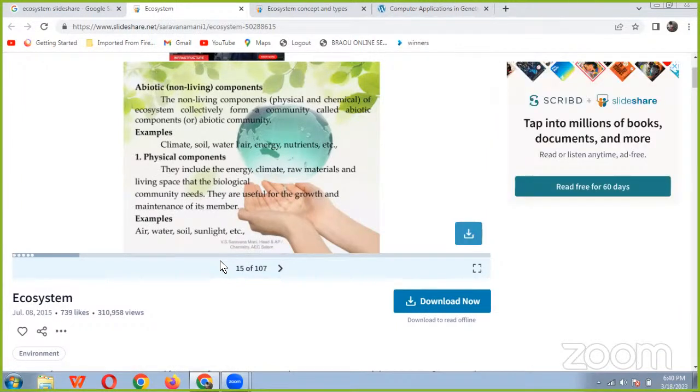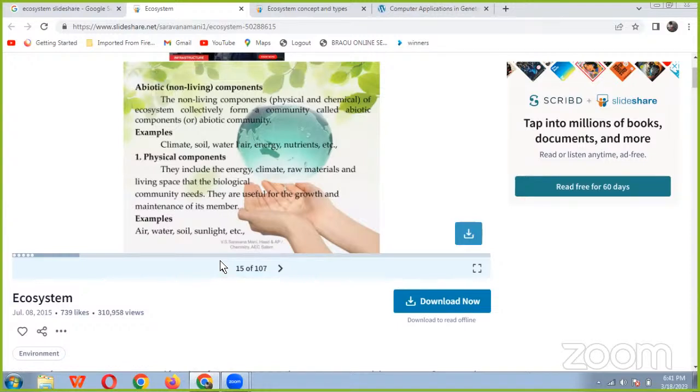Next are the abiotic components. Abiotic is also called the non-living components. The non-living components, especially the physical and chemical factors of the ecosystem, collectively are called the abiotic components, or the abiotic community. What are they? Climate, soil, water, air, nutrients, wind, temperature. All of these come under the abiotic components.